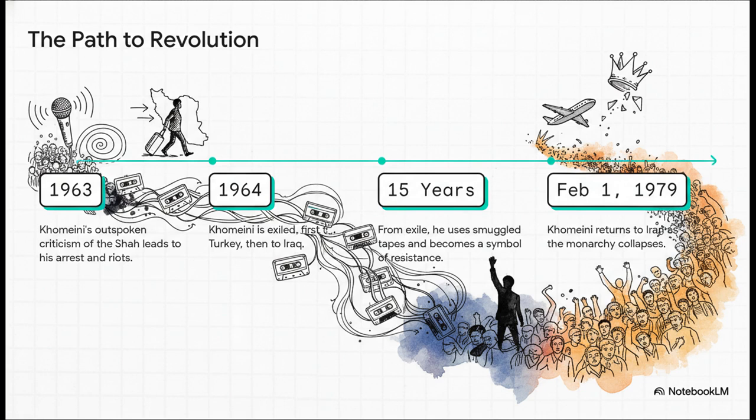Those tapes would then be smuggled into Iran, copied thousands of times and passed from person to person, creating this massive underground network. He became this almost mythical symbol of resistance. So when he finally flew back to Iran in February 1979, he wasn't there to start a revolution. He was arriving to lead one that was already boiling over.